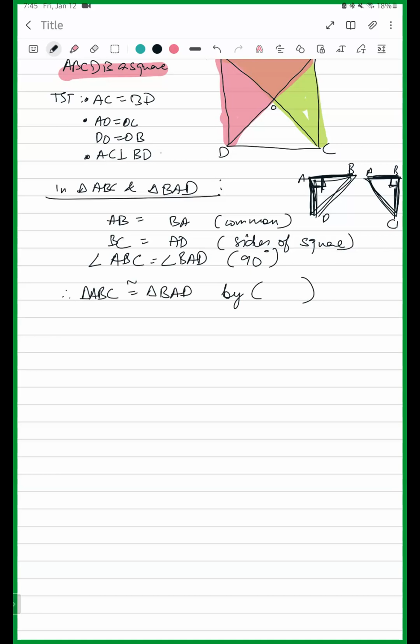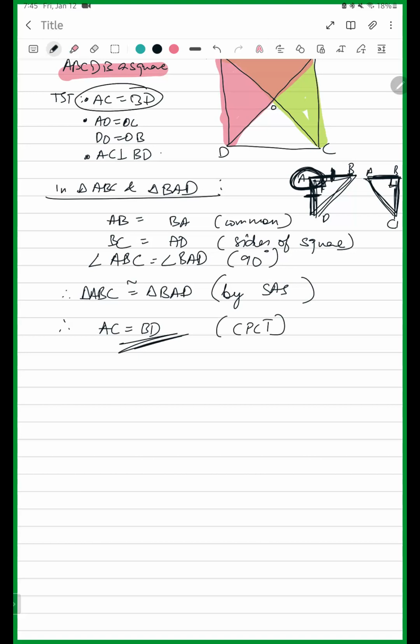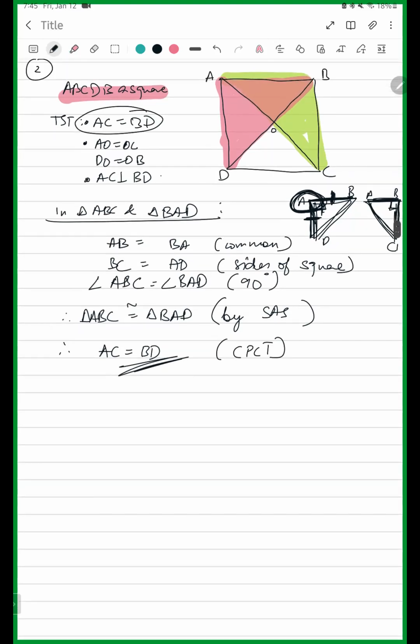It's SAS. Yes, very good. It's SAS because this is one side, then the angle between the two sides, and then another side. So by SAS, therefore AC is equal to BD by CPCT, corresponding parts of congruent triangles are equal. So the first part we have proven. This was the first thing that we needed to prove. All right, shall we move forward to the second one? Yes.